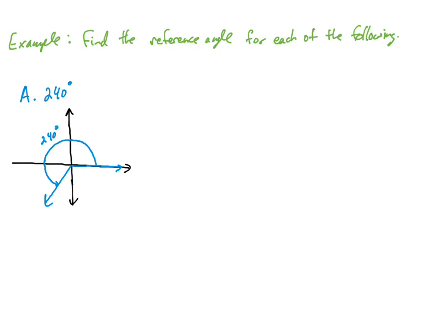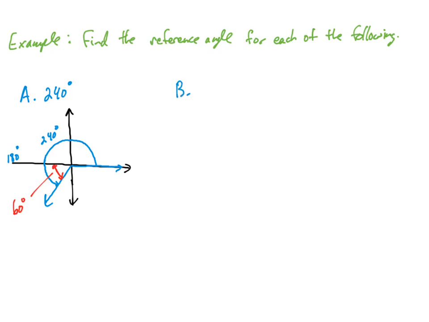So the reference angle is the angle that gets us back to the x-axis as quickly as possible. So this angle right here is going to be the reference angle. So we know that 240, we pass beyond 180, and then there's 60 degrees left. So that reference angle is going to be 60 degrees right there, because halfway around is 180.